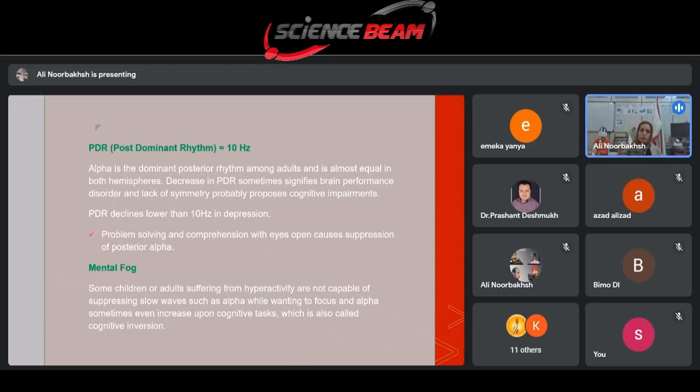Some children or adults suffering from hyperactivity are not capable of suppressing a slow wave such as alpha while wanting to focus, and alpha sometimes even increases during cognitive tasks, which is also called cognitive inversion.